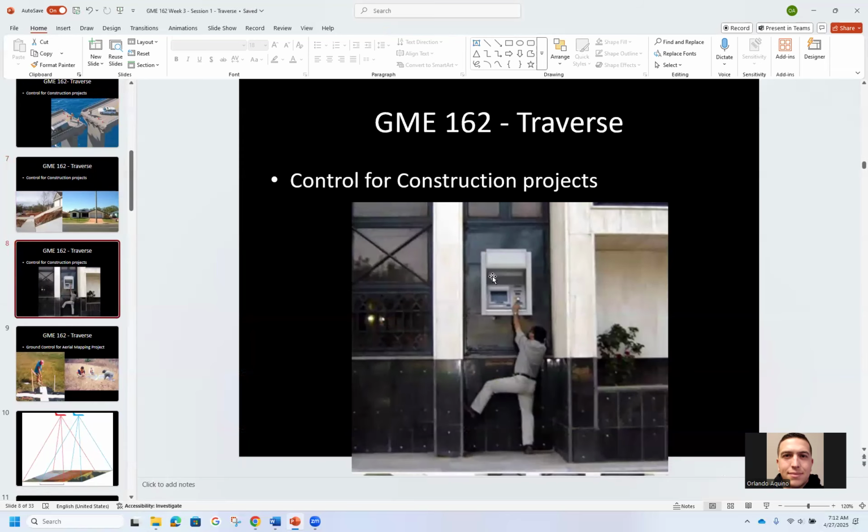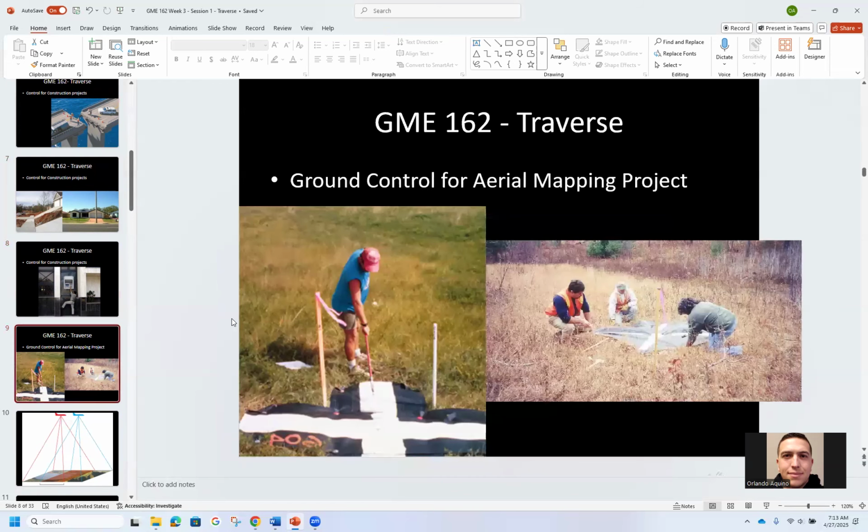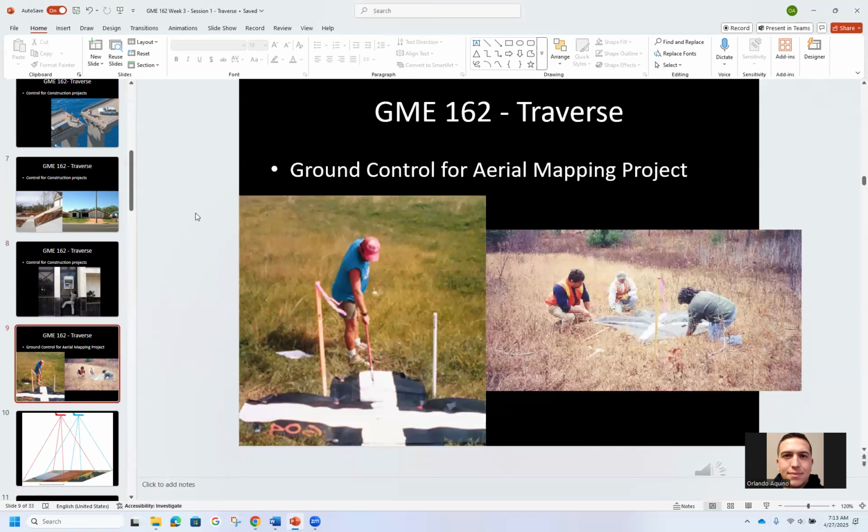And then, just simple mishaps, like a vertical mishap, maybe not understanding the actual elevation difference between the ground and your machine there, the LATM. The other part that we can use is aerial mapping projects.